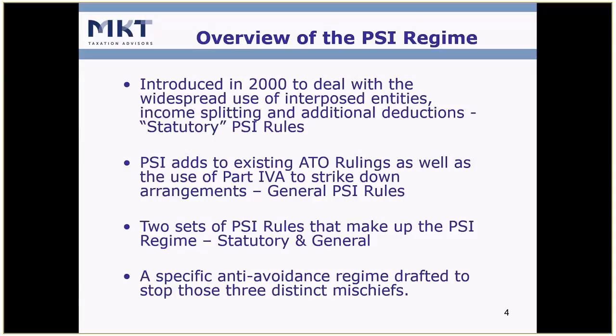And if there's one thing you take away from this session today, hopefully it's this slide, because this is the slide, or at least the concept, that many accountants fall foul of. There are 2 sets of PSI rules in the PSI regime. I've called it a regime because it deals with more than one set of rules. There are the statutory rules that were introduced in 2000. They're the ones that deal with the results test, the 80% test, the unrelated clients test. We'll go through that later.